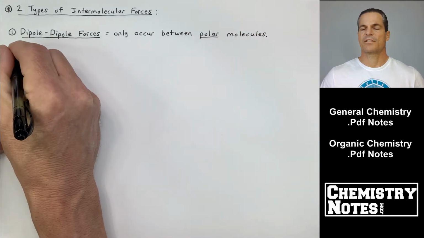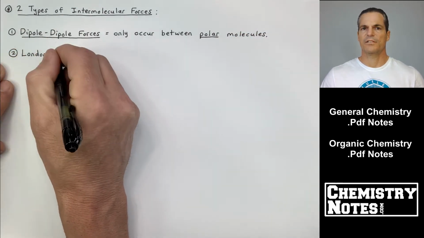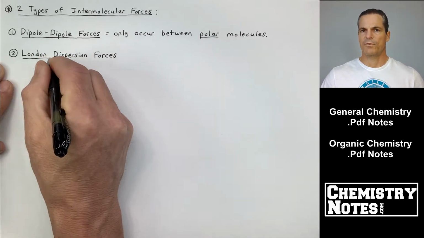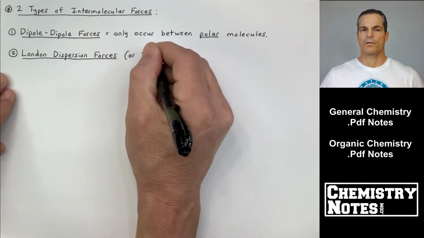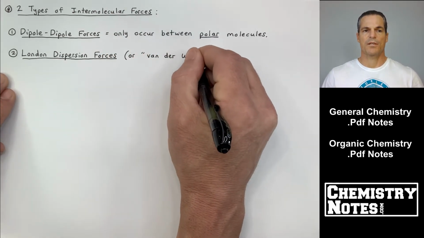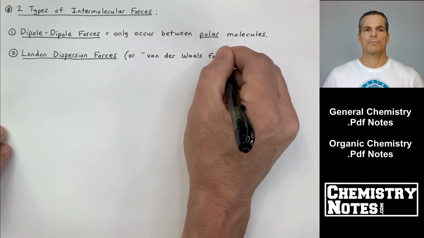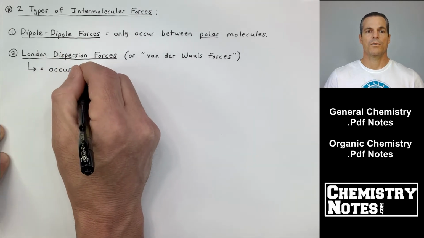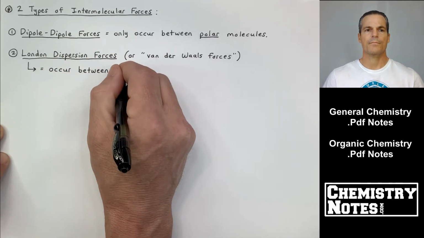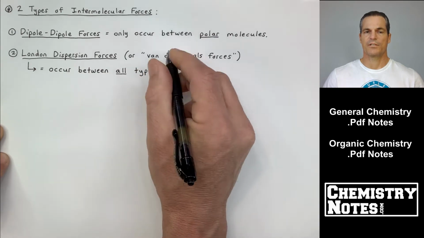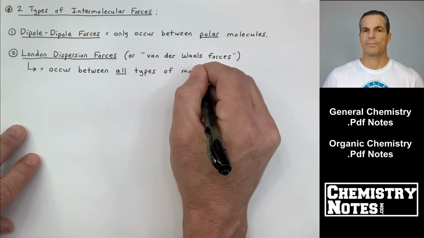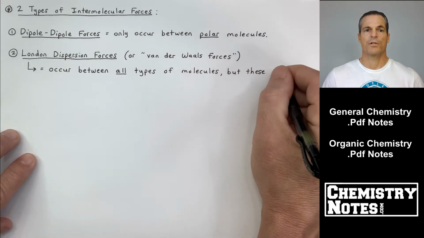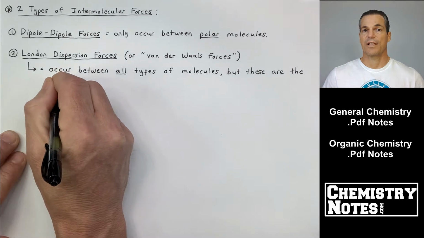Now, the second one is called London dispersion forces. So the first one, dipole-dipole forces, only occur between polar molecules, and the second one is London dispersion forces. Sometimes London dispersion forces are called van der Waals forces or London forces. London dispersion forces occur between all types of molecules. The only requirement is that the molecule, the atom, or the ion have electrons.